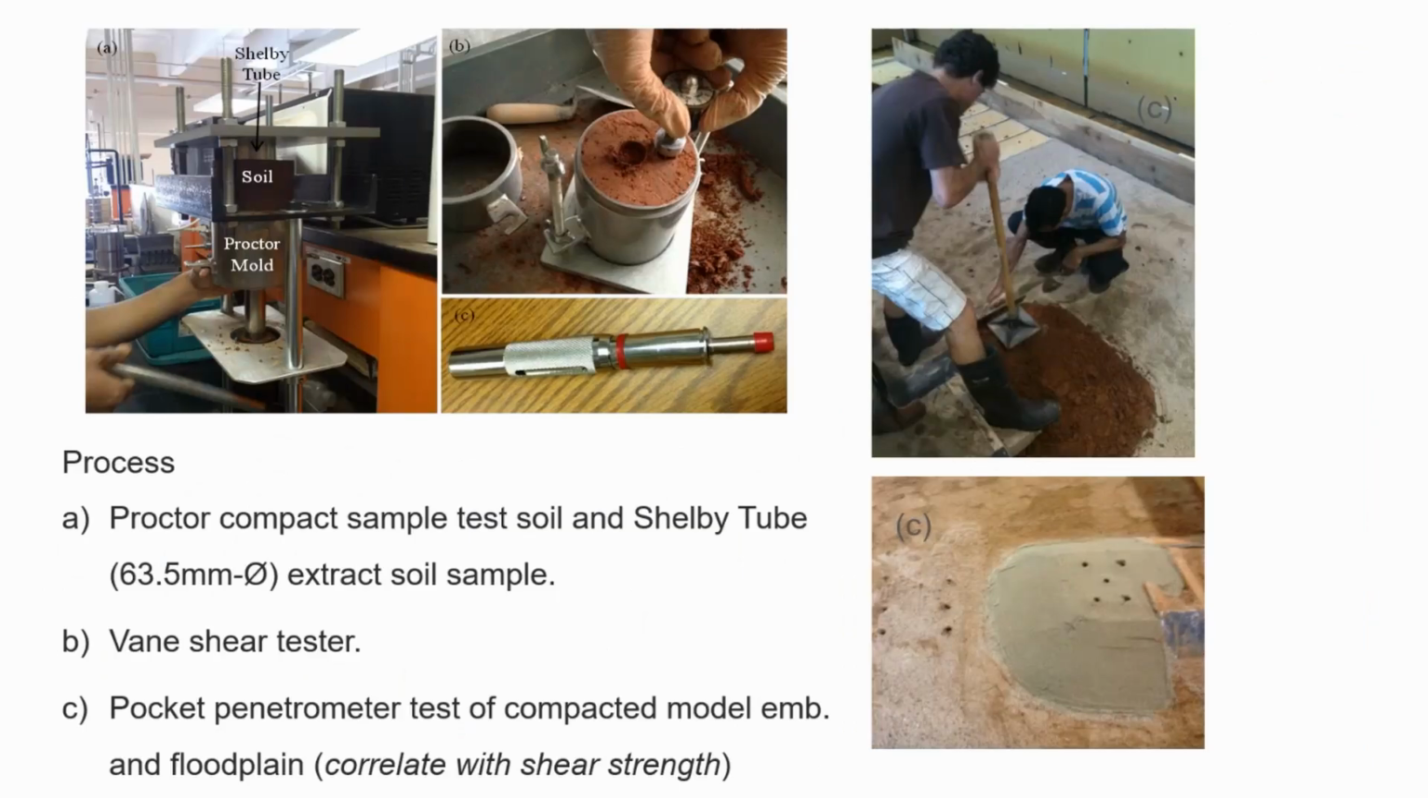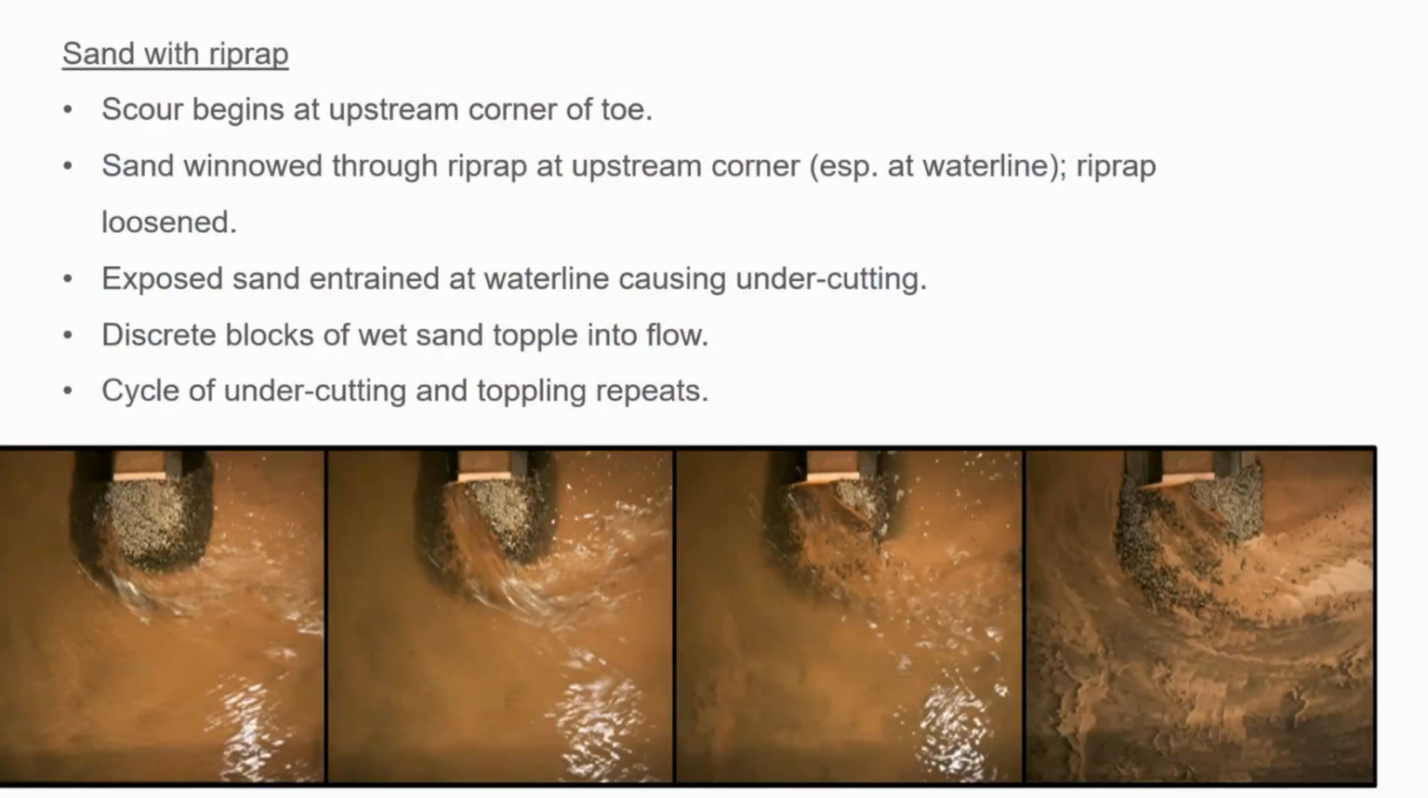We controlled the strength of soil using geotechnical compaction and shear strength measurements, so we could get the shear strength of the soil at lab scale and compare that with the scour depth that we measured. These are just photos of some of the instruments that we used in controlling the scour. So this is what we saw.